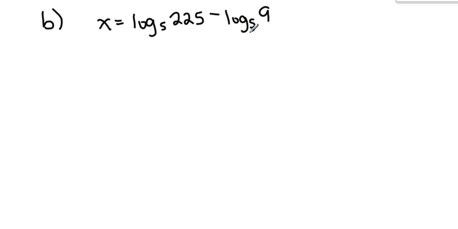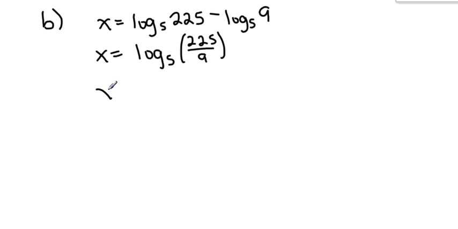Because they have the same base, I can apply the properties of logs, specifically the one that says if the base is the same and you're subtracting the two expressions, you can rewrite it as a single log statement where you're dividing. So now I have a single log statement, and within this bracket, let's do that math. 225 divided by 9 is 25.